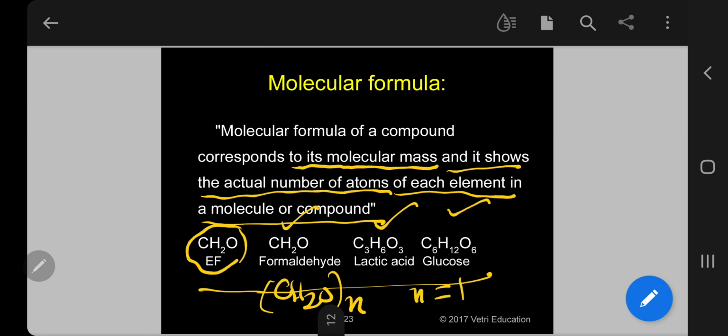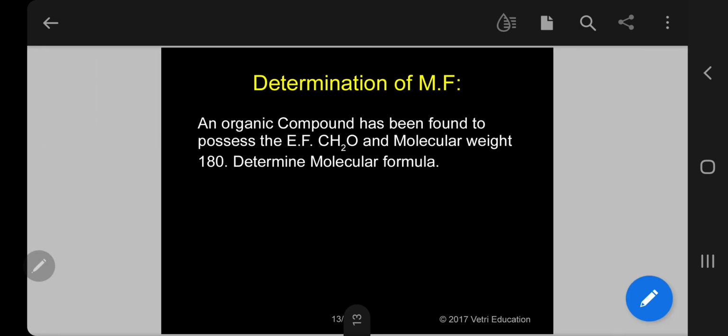In the case of lactic acid, N equals 3. In the case of glucose, N equals 6. Kindly follow. So that means, in order to get the molecular formula, simply multiply the empirical formula by the N value. Okay, I will explain in detail, kindly follow.